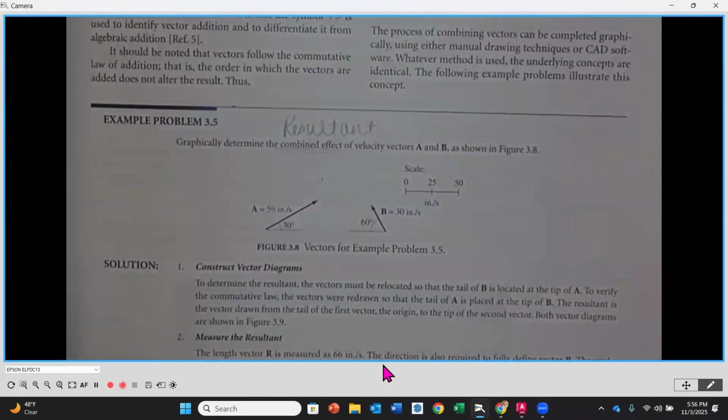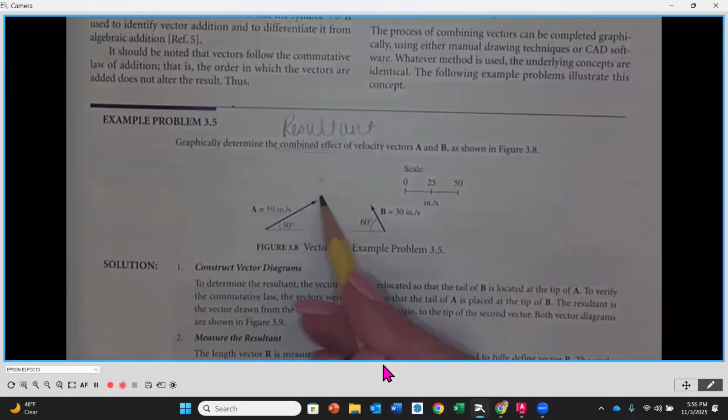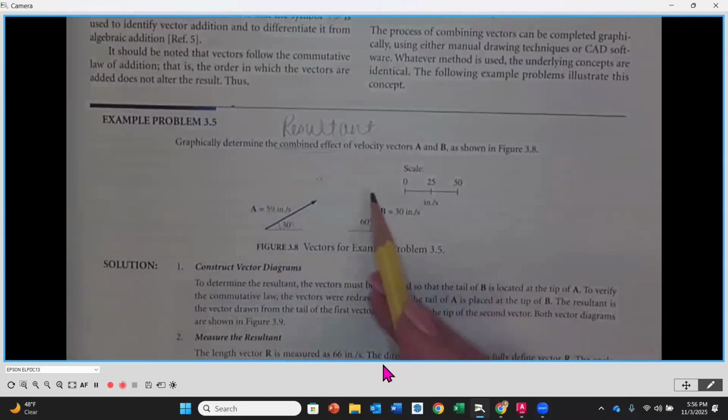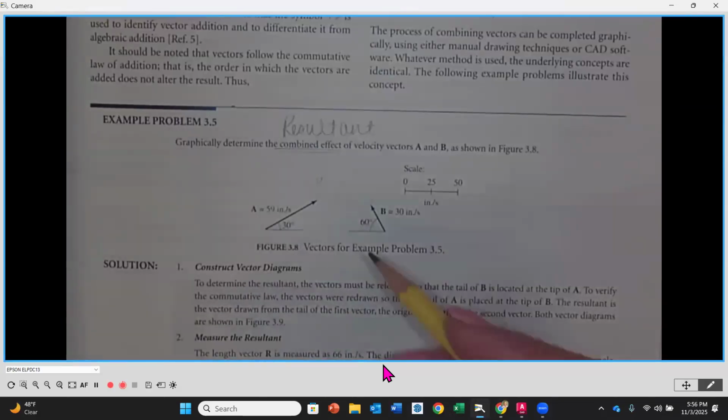All right. So here's vector A, 59 inches per second, going up and to the right. I know that because I've got an arrowhead pointing up and to the right on the end of my line here. And I can see that it's at 30 degrees from horizontal. The other vector I have is going to be vector B. This is at 30 inches per second, and this is 60 degrees from horizontal. Now, the process we're going to take to add these two vectors together, I'm going to do it manually first underneath our camera here, but then we're going to translate that over to CAD. And why do you suppose we want to do this on CAD and not manually?